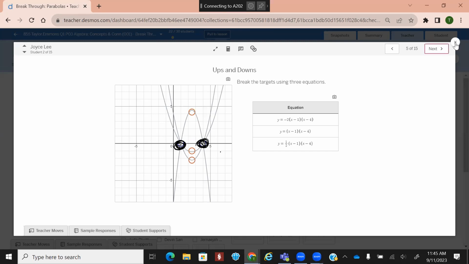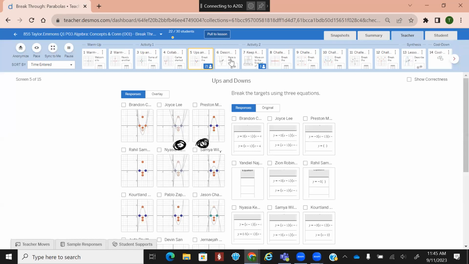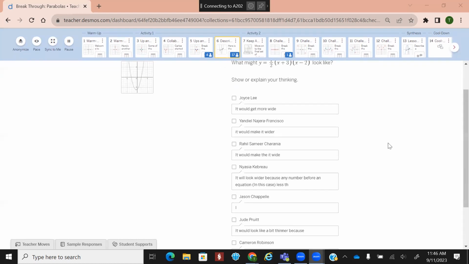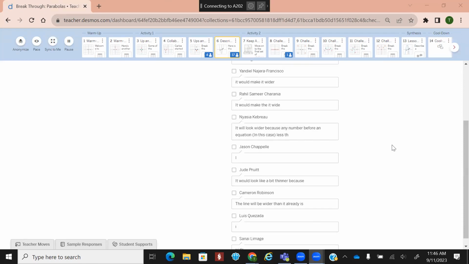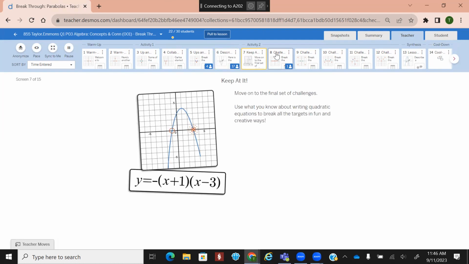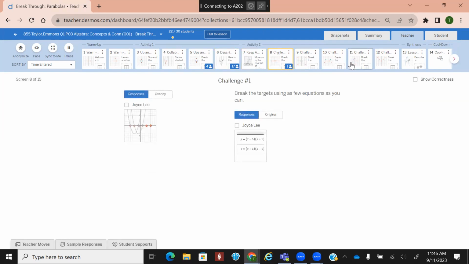Go ahead and take a look at slide number 6. See if you can describe that. Some of y'all said that this would get wider because it was 1/2. That is correct. It would cross at the x-axis at -3 and 2. Good. All right, go ahead and skip to slide 8, 9, and 10. On 8, 9, and 10, I'm going to give you about 10 minutes to try to get through these challenges, and then we're going to check our work.